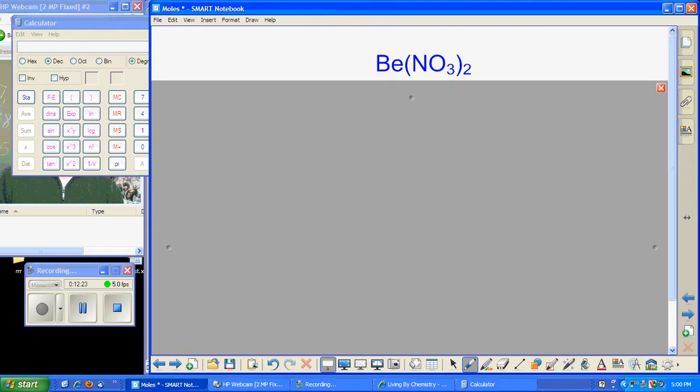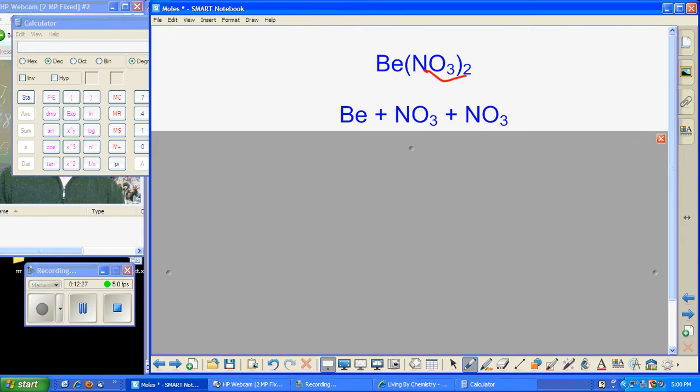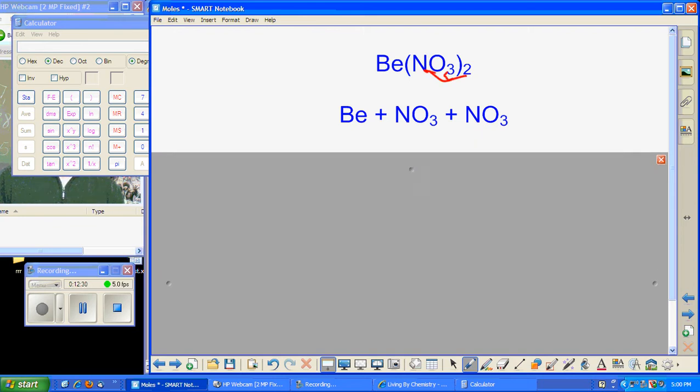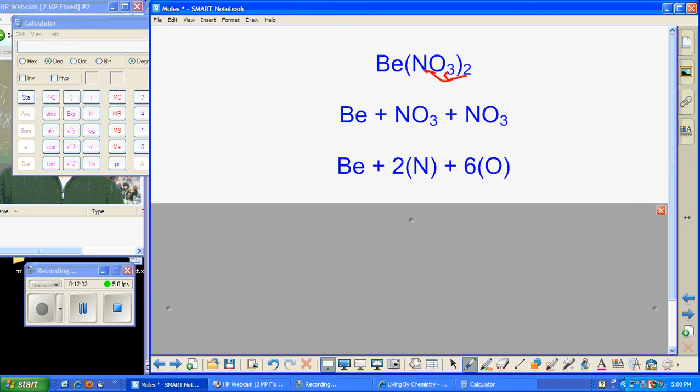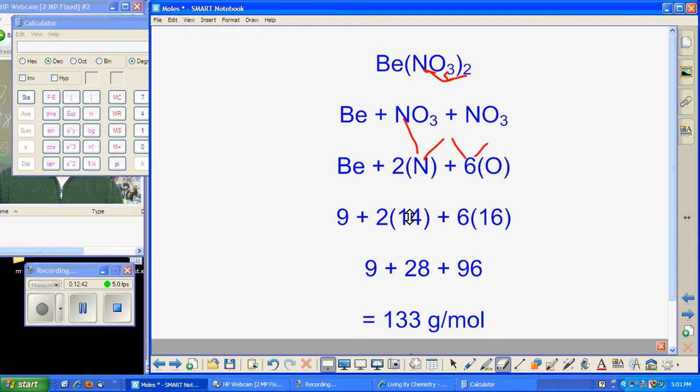Beryllium nitrate. Again, pause, play. For this, the 2 applies to the N and to the O. So I have 2 NO3s. So that's 2 N's and 6, 3 plus 3, 6 oxygens. So altogether that gets me 133 grams per mole.